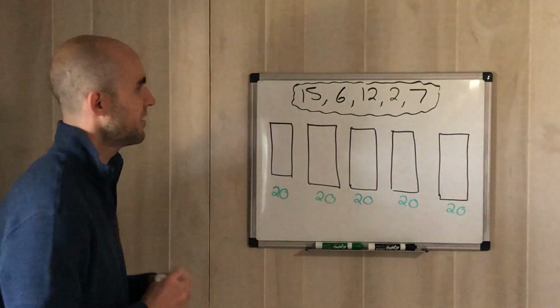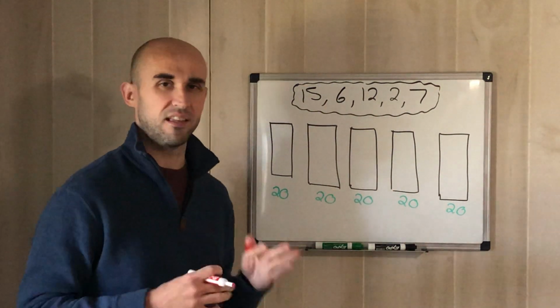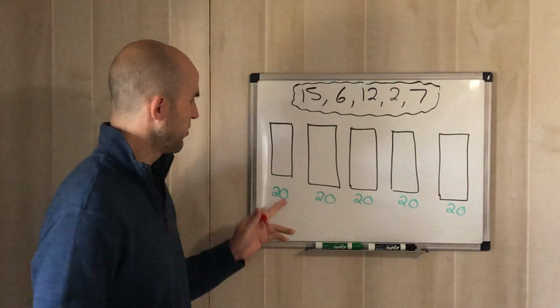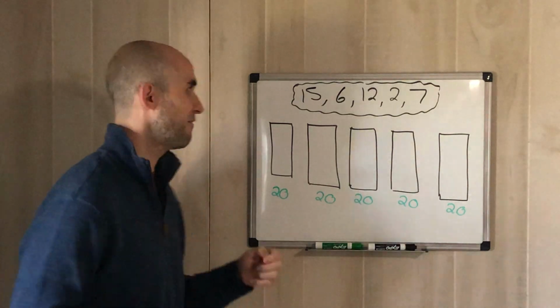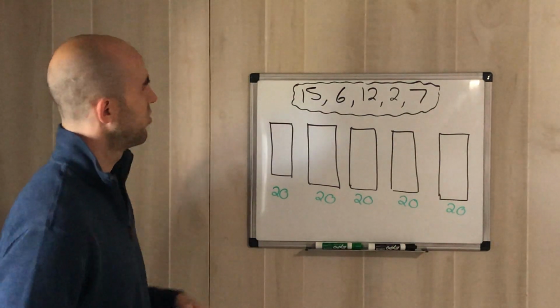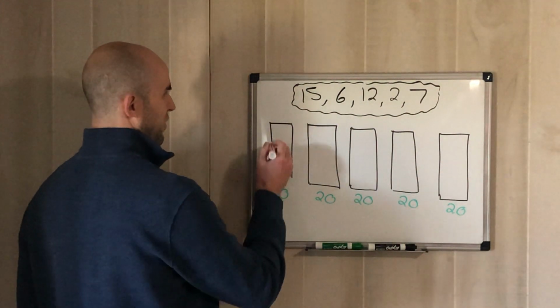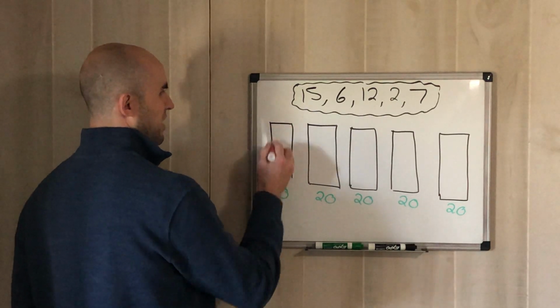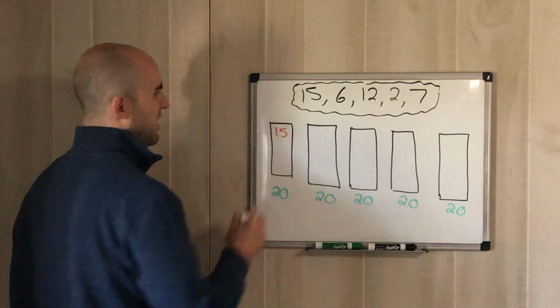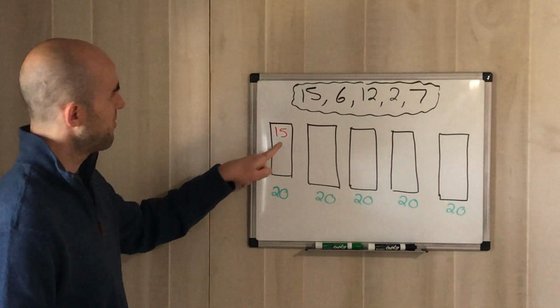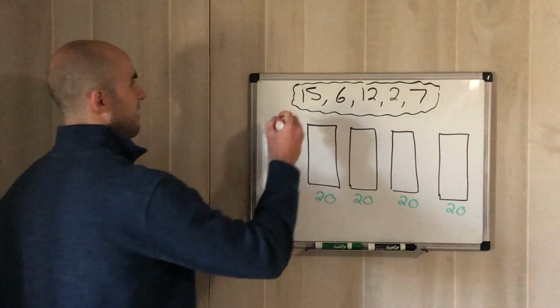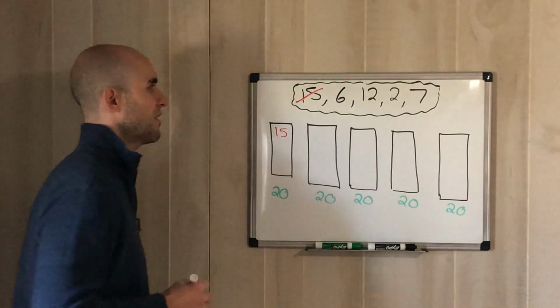So let's get started. Again, we want to organize this into the least number of containers. We know that each container holds 20, and we'll see how many containers we need. The first number is 15. We can put the 15 in here, because this container can hold up to 20. That fits perfectly. So we've arranged the first one.